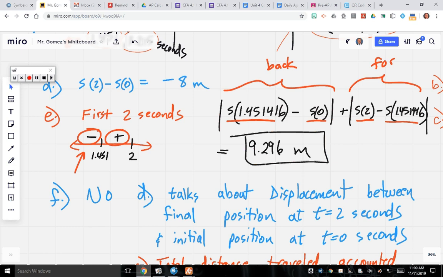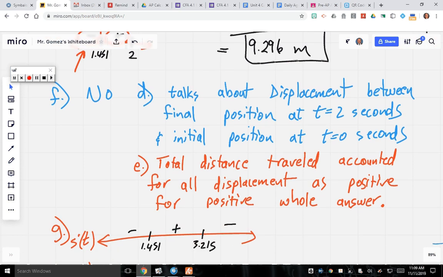F, if you could scroll down please. D and E are not the same. D is talking about the displacement between the final at 2 and the initial at 0, where E is talking about the total distance traveled, accounted between all the displacements seeing as they're all positive. Yes? I did the same equation. I put it into the calculator. I got 9.262 meters. So here's what I'll say.